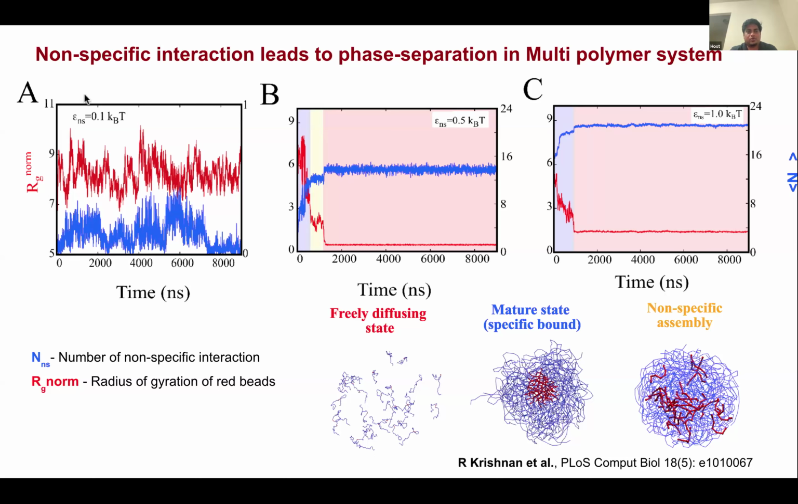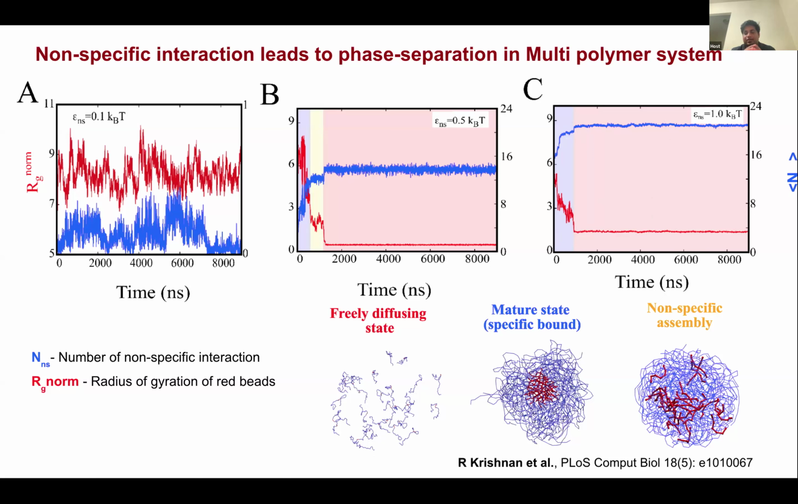So for a very low non-specific interaction, the red beads are far away, and there are fewer non-specific contacts. It means the polymers are in a freely diffusing state. On the right side, you can see the Rg of the beads decreases, and it comes to a value of 2 nanometers in size. The number of non-specific contacts increases, and they also stabilize. So they come nearby and stay together as a non-specific assembly.